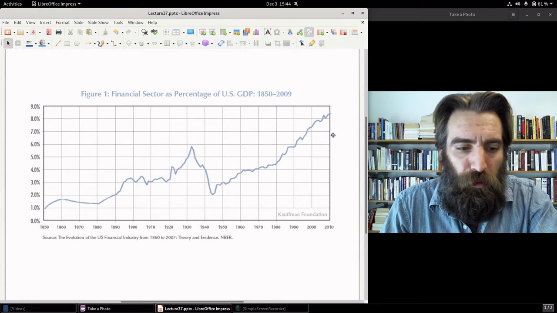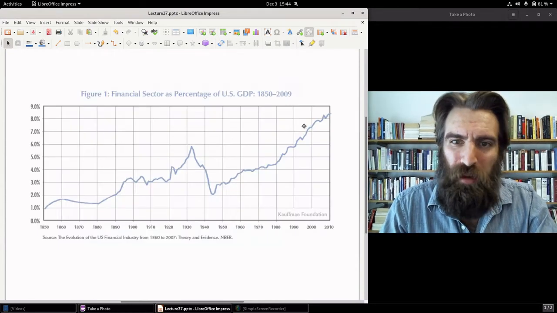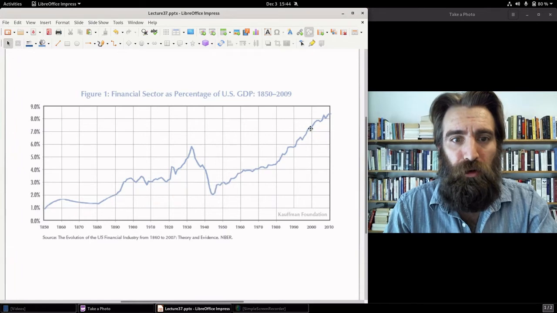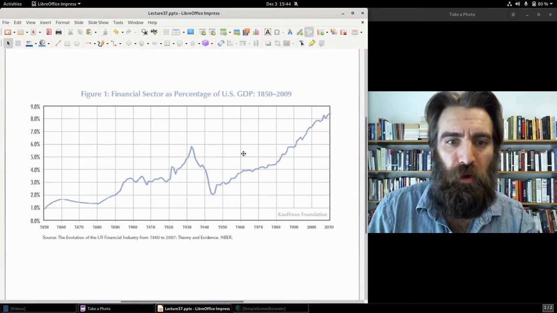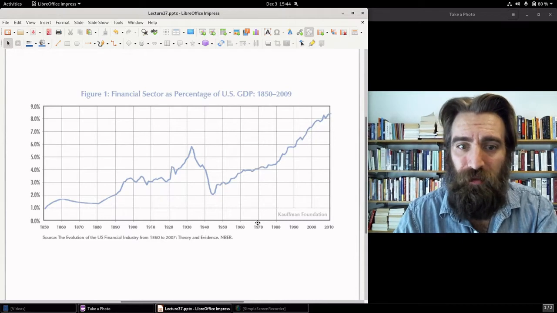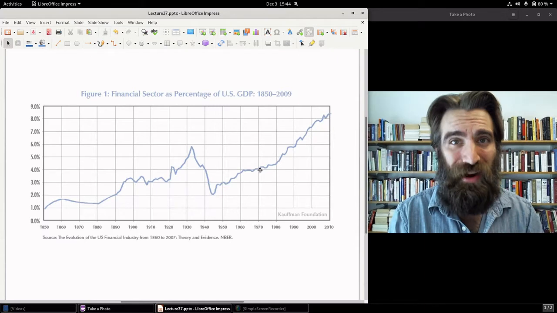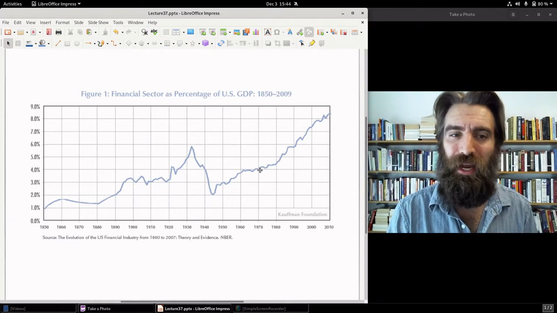And that goes up to 2010. And that's about where it remains today, hovering at about 8%. So that's a quadrupling of the financial sector as a percentage of U.S. GDP. And if you take it since 1970, when that final anchor was removed, and keep in mind, the anchor in 1970 is a very, very weak anchor, okay?